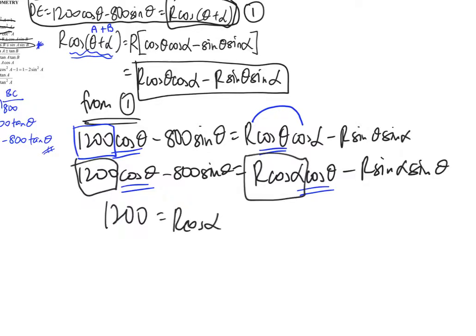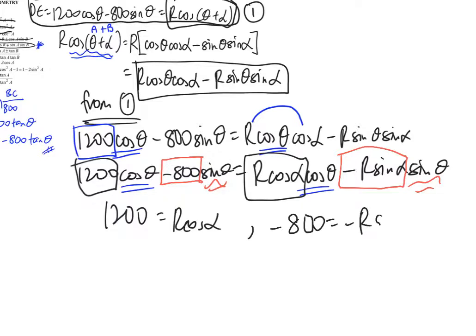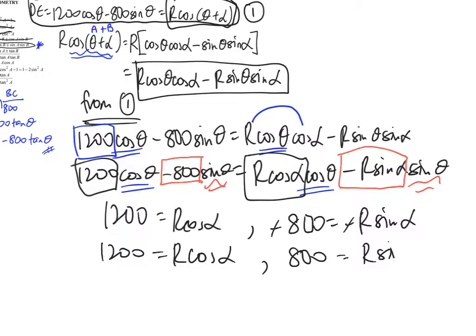Okay, and also we do the same thing for sine theta. So for sine theta, negative 800 is equal to negative R sine alpha, just by comparison of your sine theta coefficients. Okay, so negative 800 is equal to negative R sine alpha. Negative cancels off. So basically we have some nice equations to work with right now. So 1200 equals R cosine alpha. And the next one is 800 equals R sine alpha.